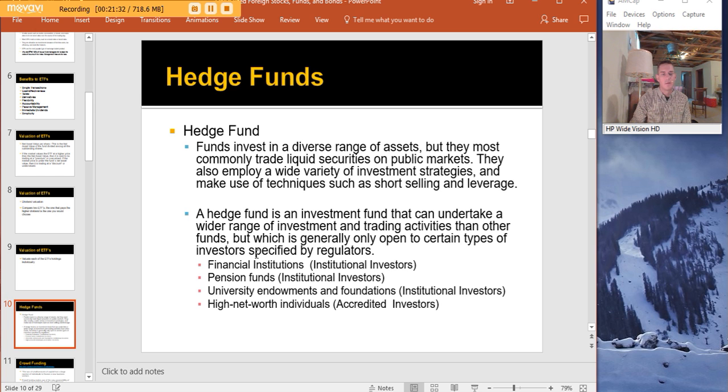Now, typically, the folks that are able to invest in hedge funds are financial institutions, or what's called institutional investors: banks, other financial firms, and things like that. Then we have pension funds. The South Dakota retirement system, for example, can invest in hedge funds. That, again, is called an institutional investor. University endowments and foundations can often invest as institutional investors. And high net worth individuals are called accredited investors. I believe earlier I called them qualified, but they are called accredited investors. They, again, have to have a net worth of more than $1 million, or make $250,000 a year.